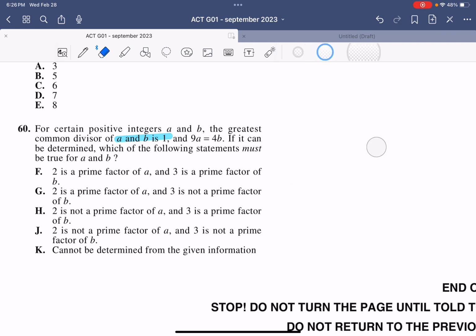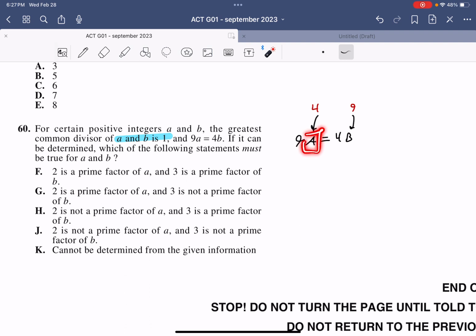Okay? So the easiest way to do this is to write out 9a is equal to 4b, and then plug in numbers to try to make them equal to each other. You could sit here all day plugging in random numbers, but let's be smart about this. How can we make 9a equal 4b? Well, we can make a the 4 and b the 9, because then 9 times 4, 36, is equal to 4 times 9.